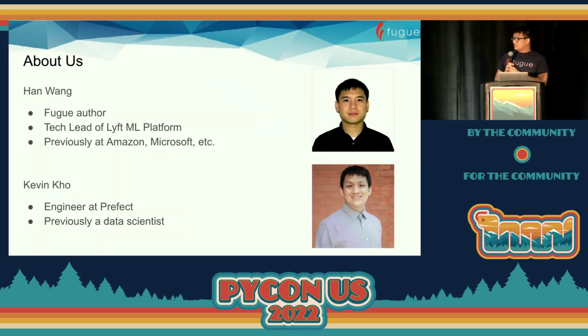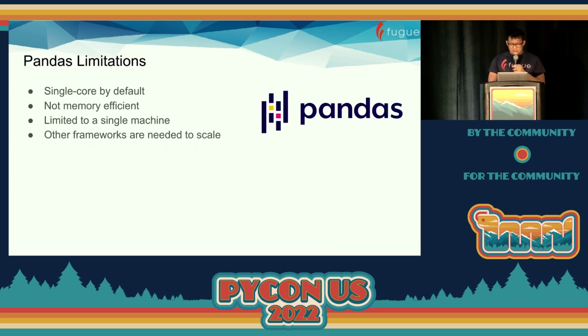So a bit about us. Han and I will be talking. We are both affiliated with the Fugue open source project. Han is the main Fugue author, and he works for Lyft as a tech lead for the Lyft machine learning platform. I am an engineer at Prefect, which is also a sponsor for this year's conference. We have a sponsor booth. Prefect is an open source workflow orchestration framework, and prior to that, I was a data scientist.